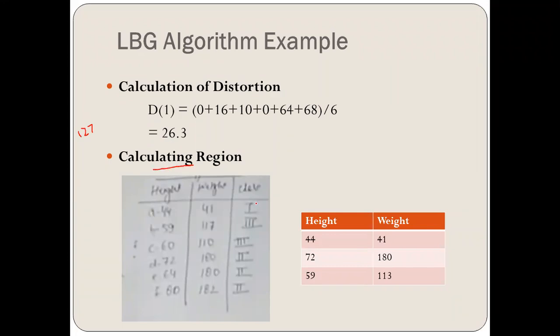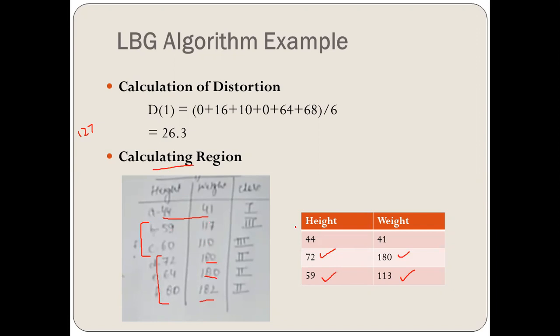Now I have to calculate the region. How to calculate the region? Same procedure which we did earlier. For 1, it is 44 and 41. For 2, add these three, 72 plus 64 plus 80 divided by 3, it will come out to be 72, and 180 plus 180 plus 182 divided by 3, it will come out to be 180. For the third region, you have B and C. 59 plus 60 divided by 2, it will come again 59. 117 plus 110 divided by 2, again it will come 113.